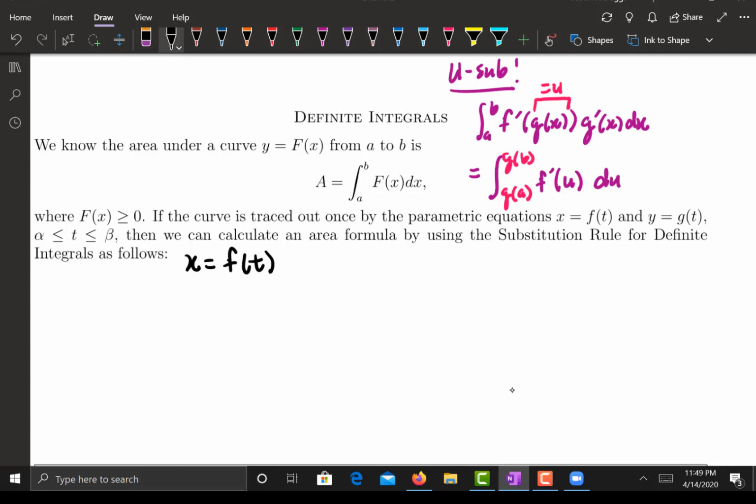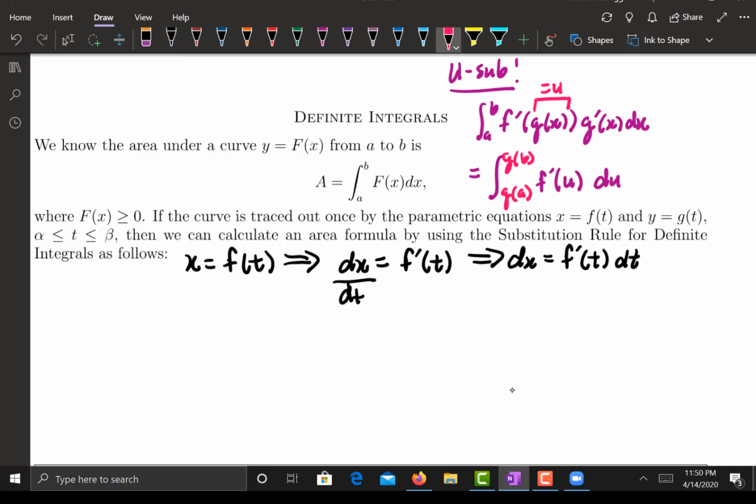Now let's see how this equation changes. By differentials, that implies that dx over dt equals f prime of t, which further implies if I multiply both sides by dt, I get dx equals f prime of t dt. In this, I'm using differentials from way back in the day.